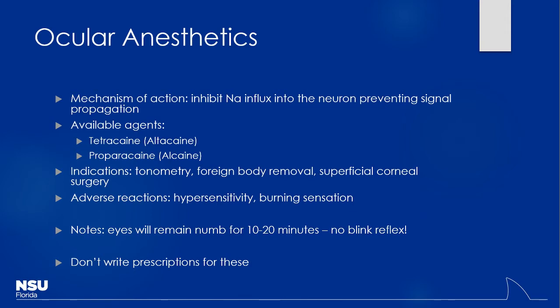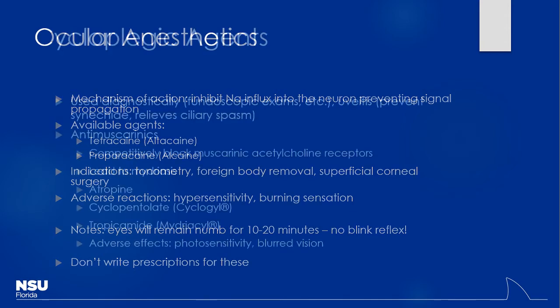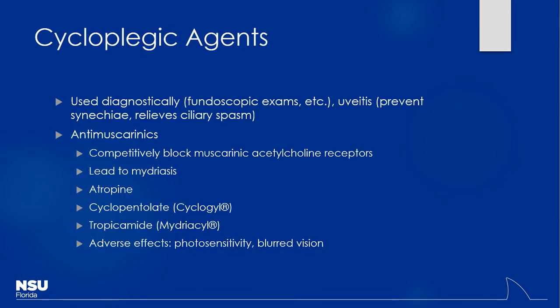Anyway, just make sure you're not writing prescriptions for these. You don't want patients to be using these on their own. Usually used in conjunction with our ocular anesthetics are going to be cycloplegic agents. What do these do? They're basically going to be causing pupillary dilation, right? They're going to be causing mydriasis to occur here. This is used pretty frequently if you need to do things like a fundoscopic exam. If you have patients with uveitis or ciliary spasm, you're able to loosen those muscles and cause the eye to dilate, and that can be very useful in certain cases.